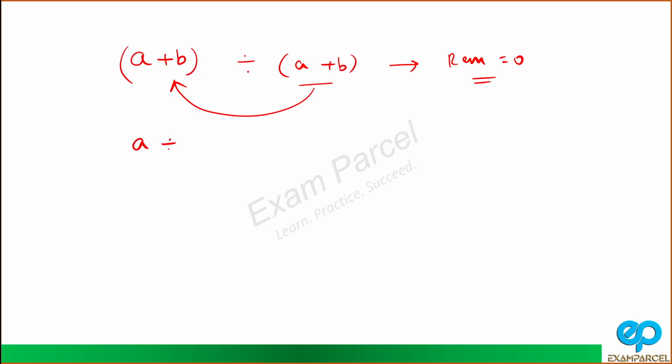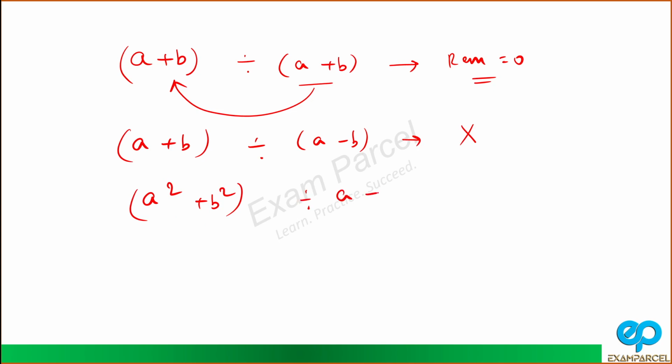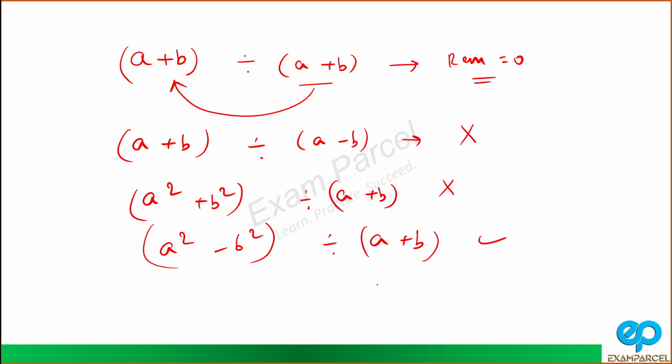But if I say a plus b divided by a minus b, is it divisible by a minus b? No, right? Similarly, if I say a square plus b square divided by a plus b, is it divisible by a plus b? Again, no. But if I say a square minus b square divided by a plus b, this is divisible, right? Why? Because a square minus b square is a plus b into a minus b. I'm sure you must be aware of this formula. So that's why we need to form some generalized results.